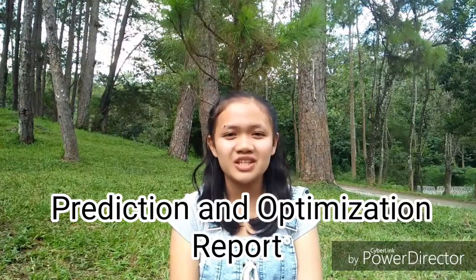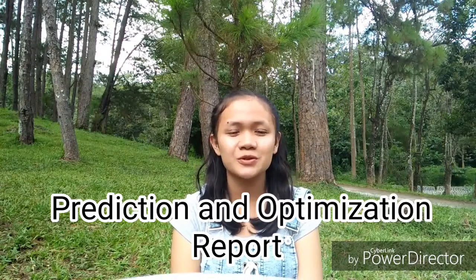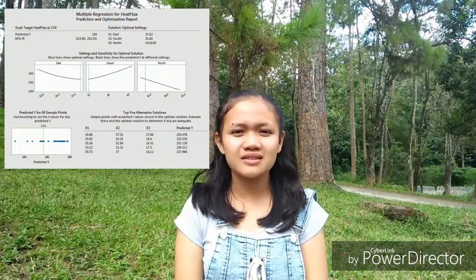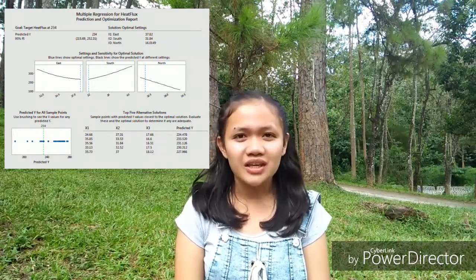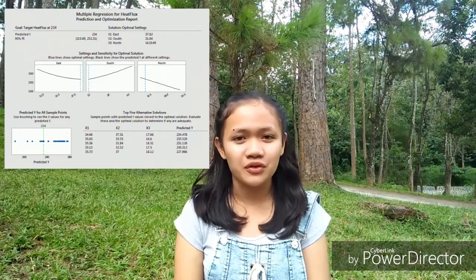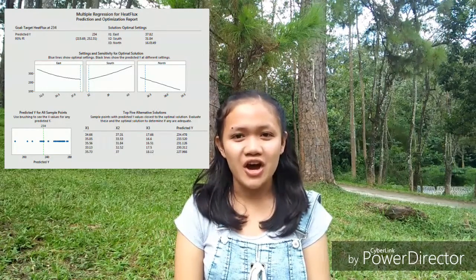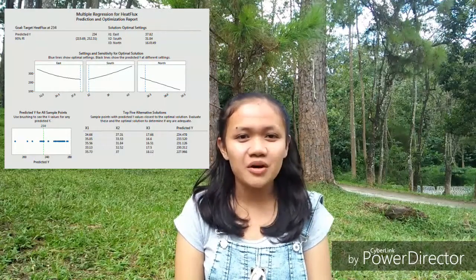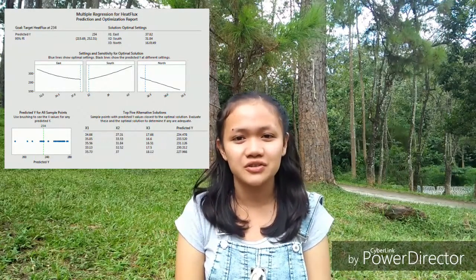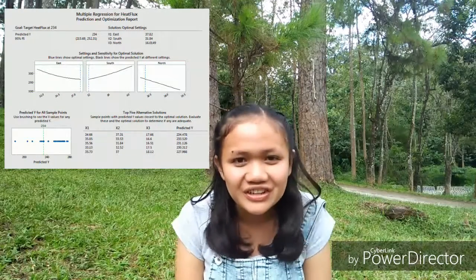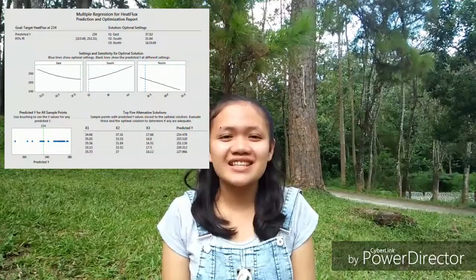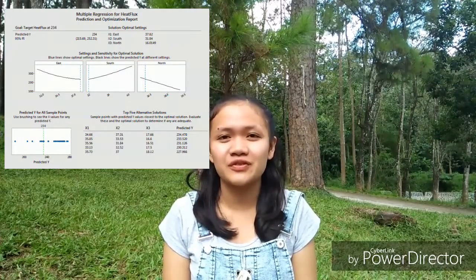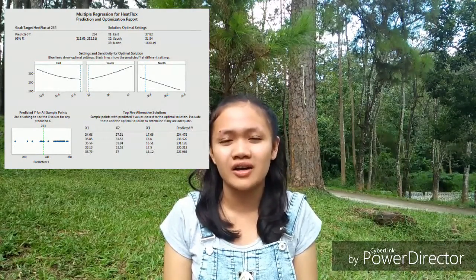The prediction and optimization report shows the Assistant solution for obtaining our targeted value of 234. The optimal settings for the focal points are east 38.2, south 31.84, and north 16.01. For these settings, the model predicts a flux of 234 with a prediction interval of 216 to 252. The Assistant also provides alternate solutions for you to consider using your subject expertise.